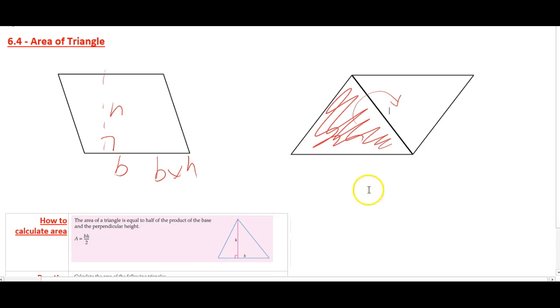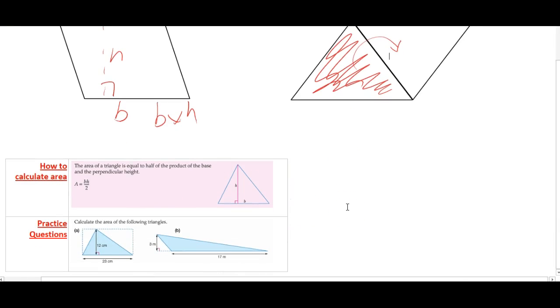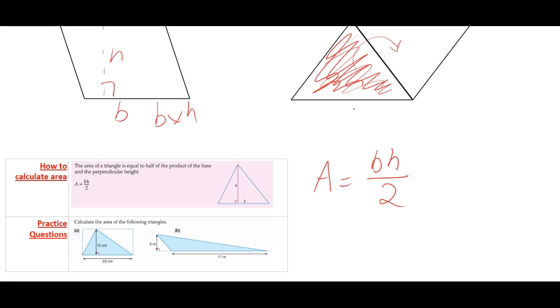So what does that look like in regards to the formula? The area of the triangle is equal to half of the product of the base and the perpendicular height. I'll get you to write that down: the area equals base times height, which is what we do for the parallelogram, and then you divide that by 2, and that gives you the area of your triangle. So the formula is just the formula for a parallelogram, halved.